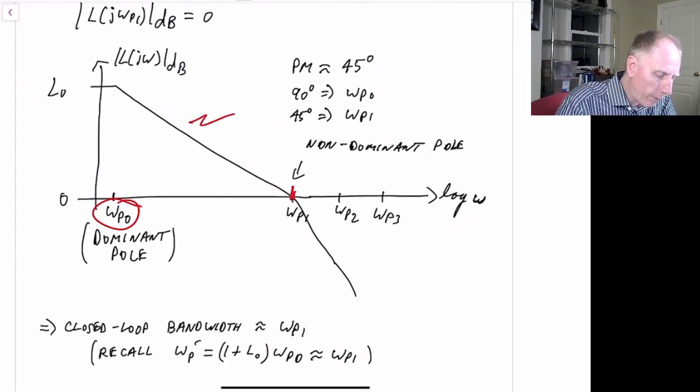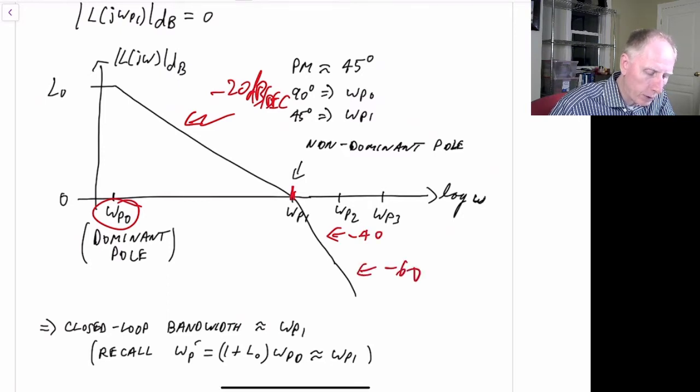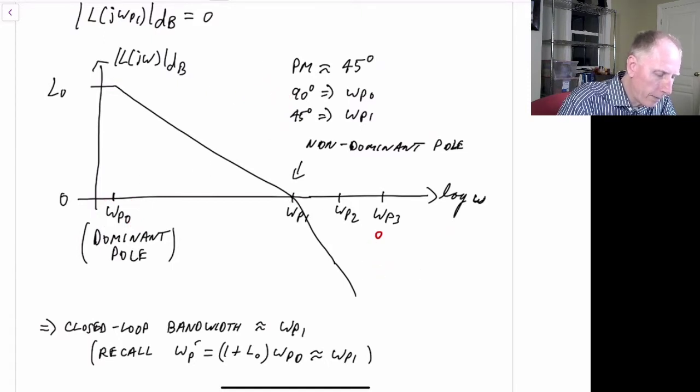So this is dropping off at minus 20 dB per decade. And this will be dropping off at minus 40 dB per decade, and this will be dropping off at minus 60 dB per decade, and so on. So we'd like omega 1 to occur at around omega p1.